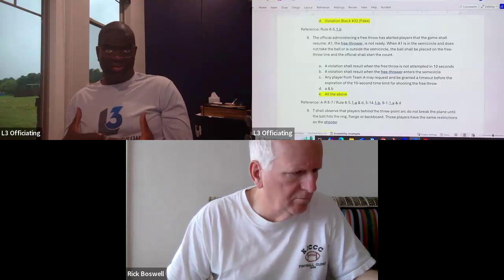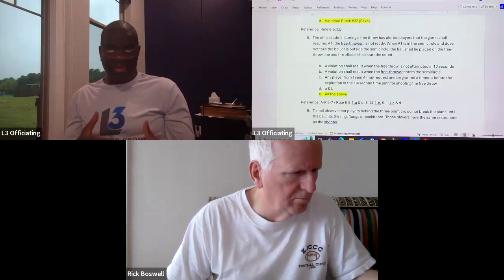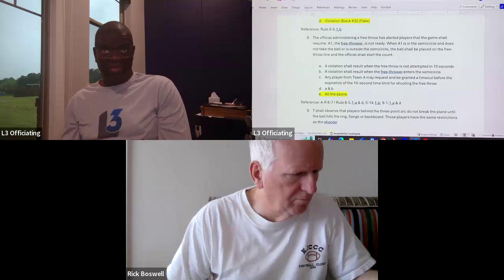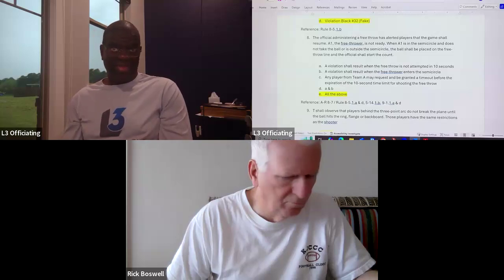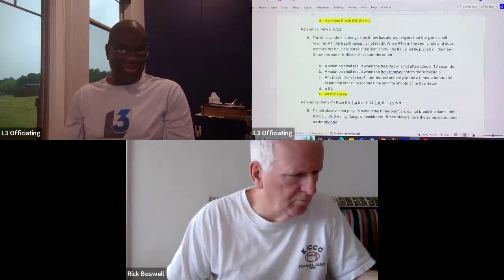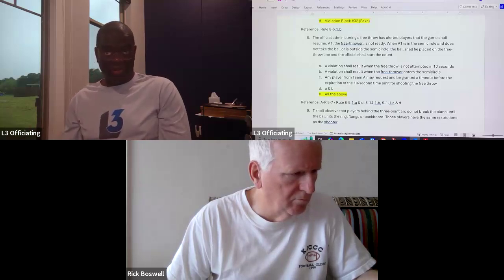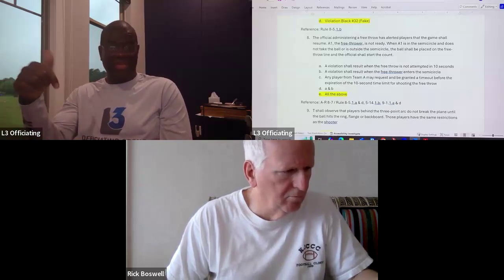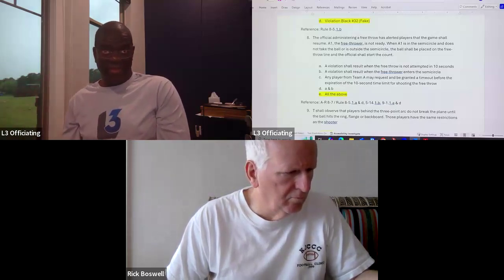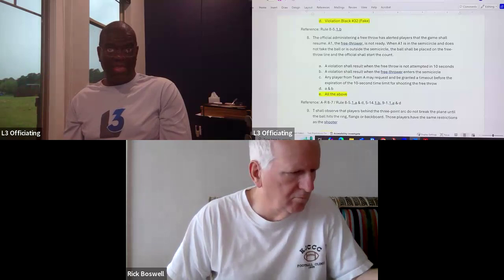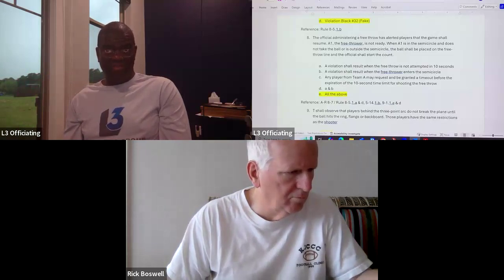So here are possible decisions we can make on the play. A violation shall result when the free throw is not attempted in 10 seconds. That's why they mentioned the official shall start the count. A violation shall result when the free thrower enters the semicircle, if they're outside the semicircle and step in, which is what we discussed earlier. Any player from Team A may request and be granted a timeout before the expiration of the 10-second time limit for shooting the free throw. D, A, and B, or E, all the above.